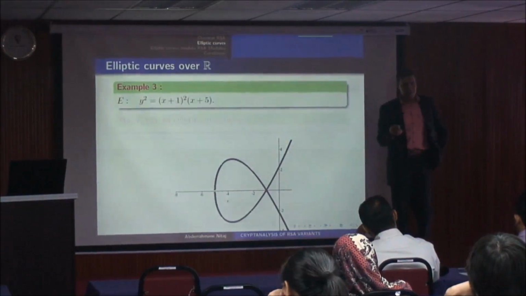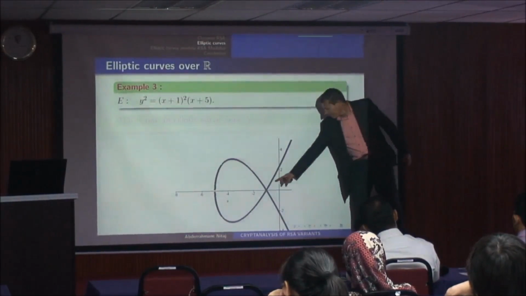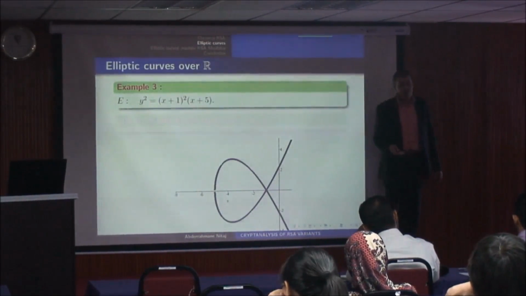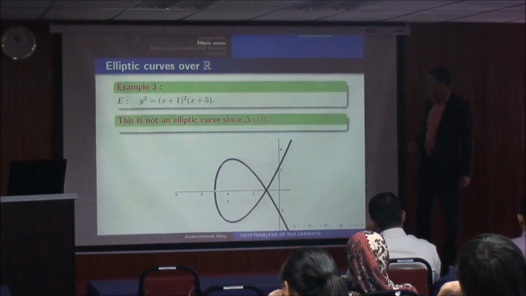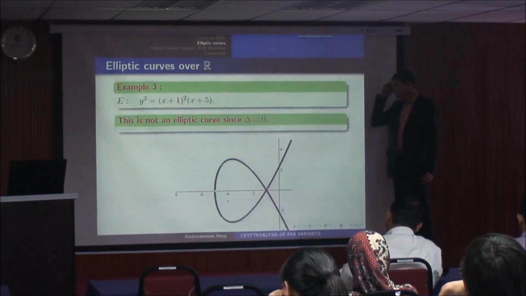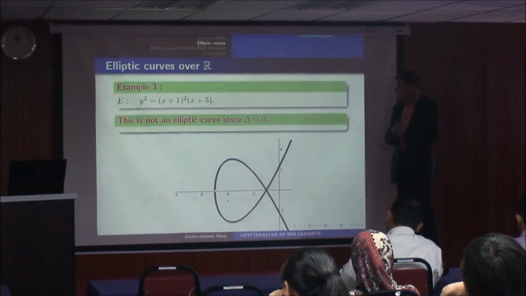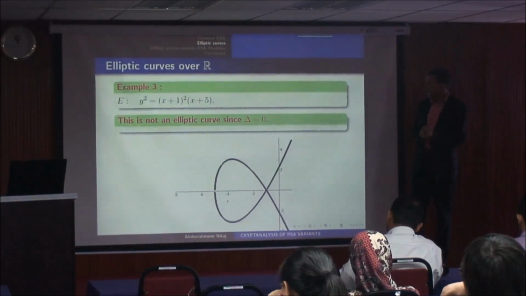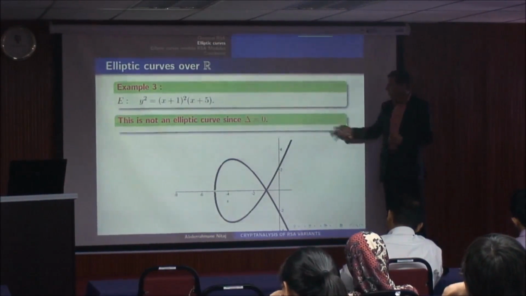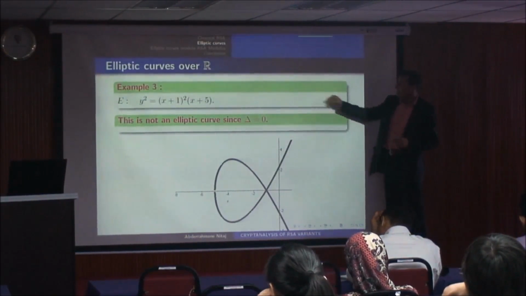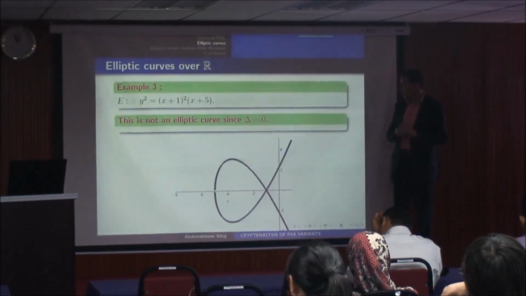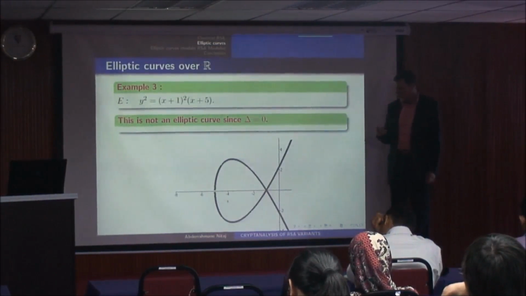But you can see that there is a problem in this equation, because in fact we can compute the discriminant, and the discriminant of this equation is 0. So this is not an elliptic curve because the discriminant is 0.